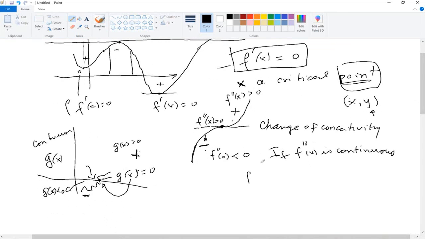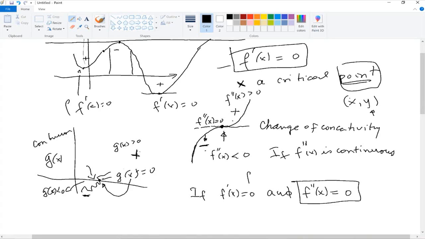But if f prime x equals 0 and f second x equals 0, this is named an inflection point, which means that concavity is changing either from positive to negative or from negative to positive, upwards to down or down to upwards. That's the way that you check the change of concavity.